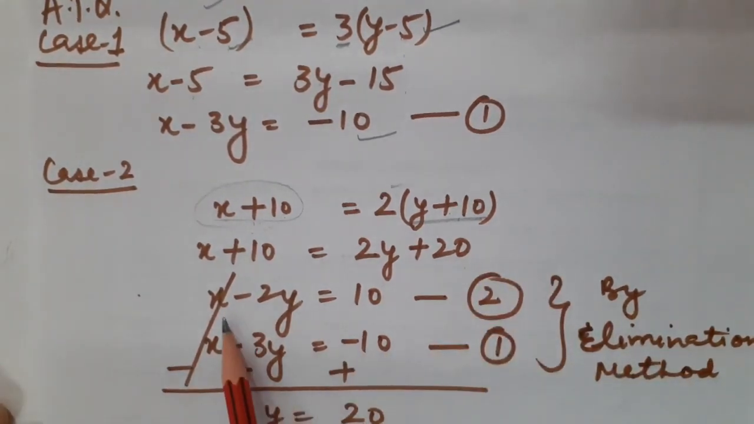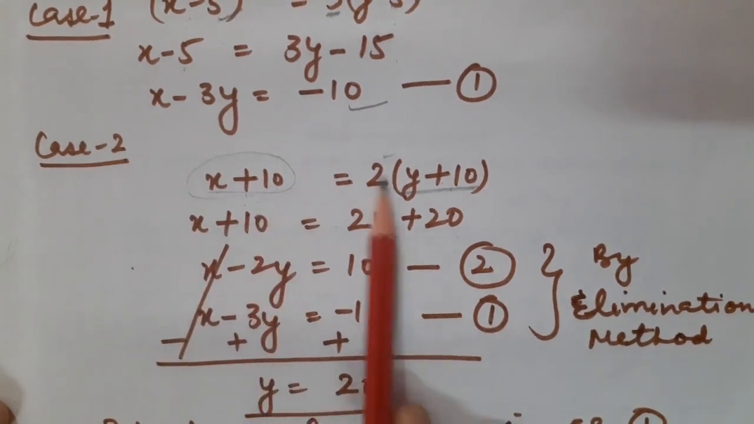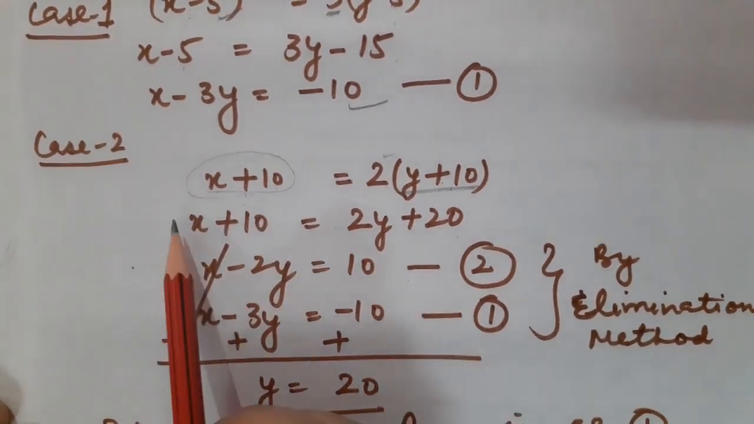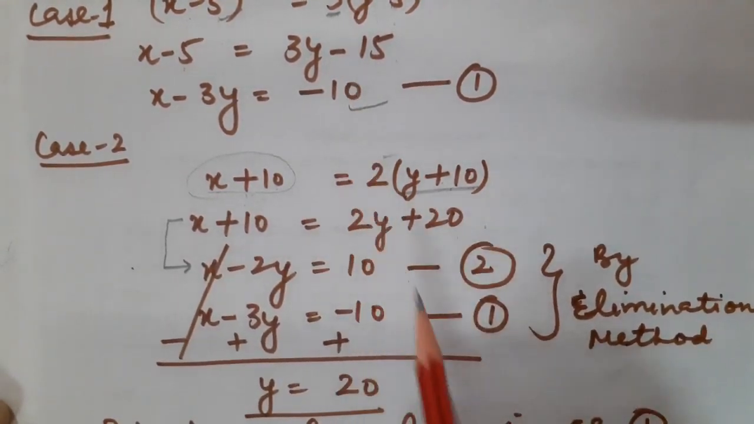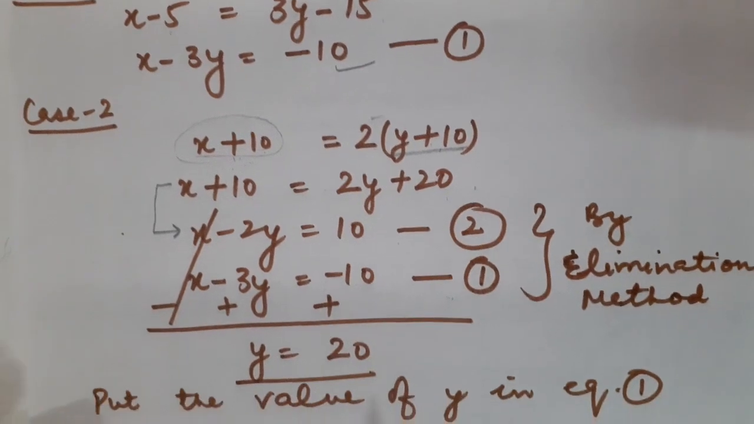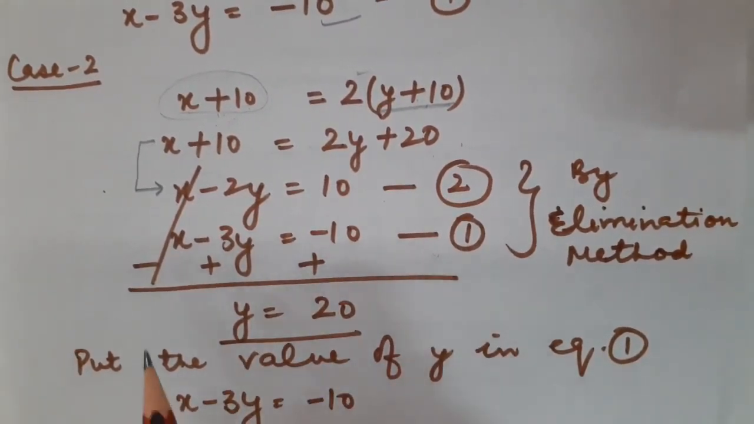Now, what is equation number 2? This is x minus 2y is equal to 10. This is equation number 2, which I have got after simplifying this equation, right? And equation number 1 I have written again. You could apply any of the methods. I have applied the elimination method because that is quite simple.